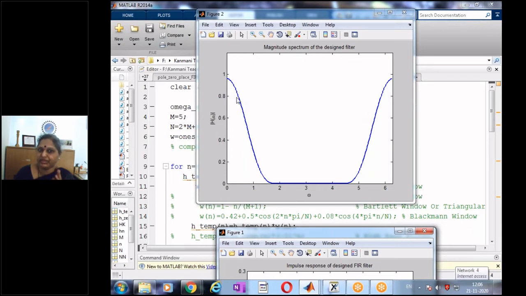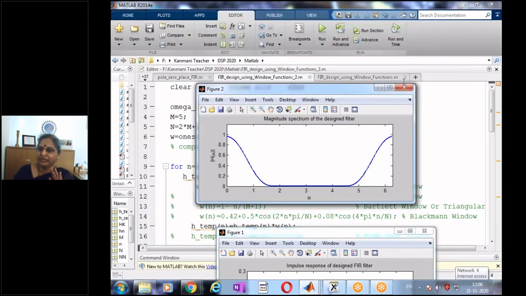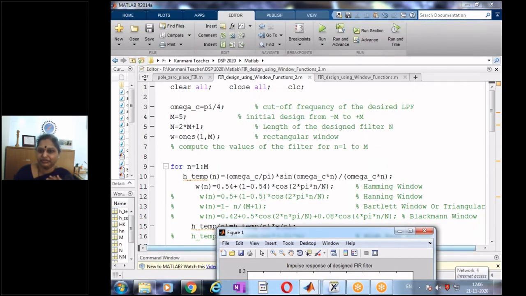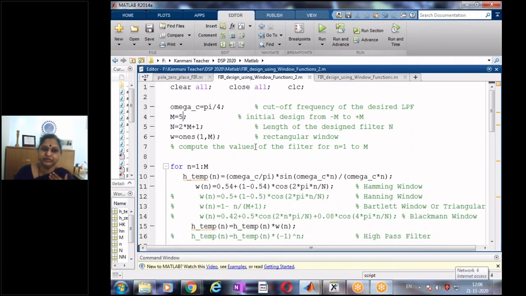See, there are two advantages. There is no overshoot. Of course, this is better than the earlier design where we had a length of 7. Now, instead of 0.8, it is going closer to 1. There are no ripples and there is no overshoot. So that is the immediate advantage that we saw because of multiplying by a window function.